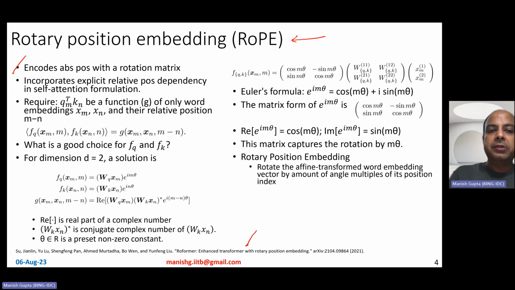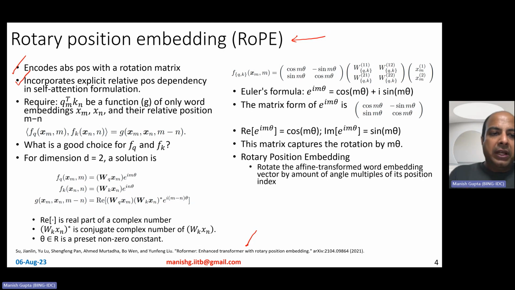Rotary position embeddings encode the absolute position with a rotation matrix. Again, this is quite mathematical. I'll try to simplify it as much as I can, but some of it is a little difficult to understand from a mathematical perspective. The biggest takeaway is that rotary position embeddings incorporate the knowledge of both absolute position and relative position in a very principled and interesting manner. You encode the absolute position with the rotation matrix, and you also incorporate the explicit relative position dependency in the self-attention formulation itself. How do you do that? We will talk about that.